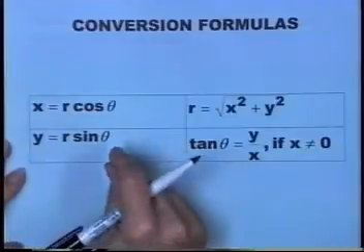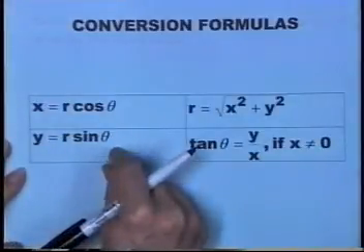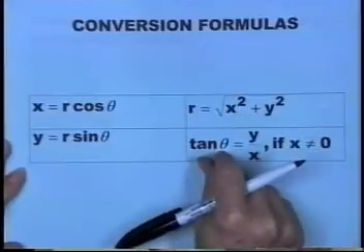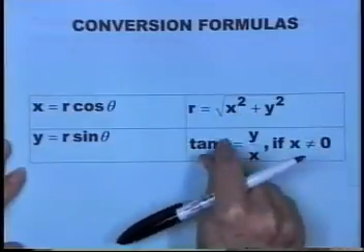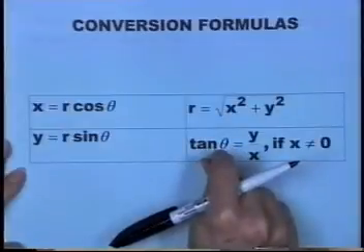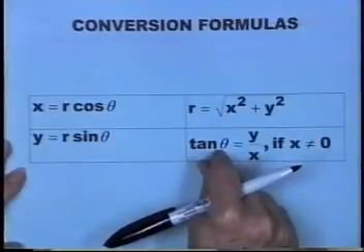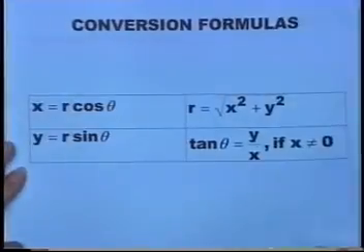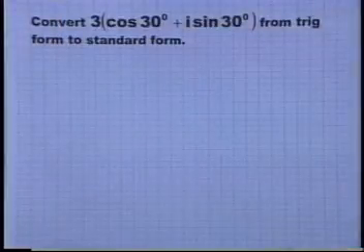If, on the other hand, we're trying to go from the standard form to the trig form, we can find r by taking the square root of x squared plus y squared, and we can figure out the angle theta by using this tangent. Now, I'm going to have to mention to you as we do examples, you have to be careful with this angle, and I'll show you why as we look at some examples.